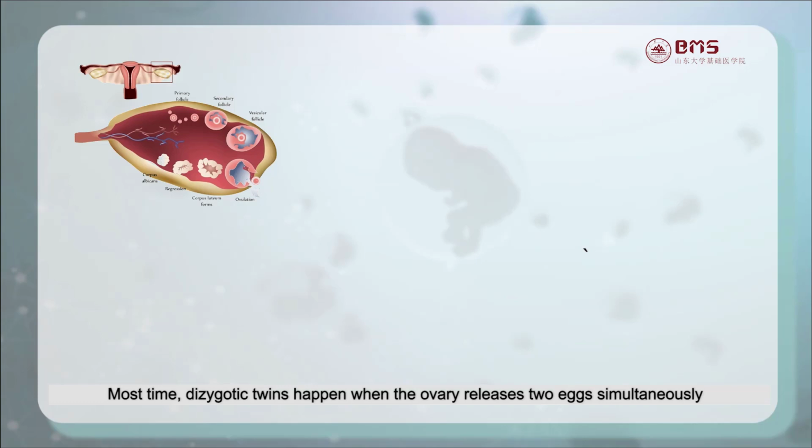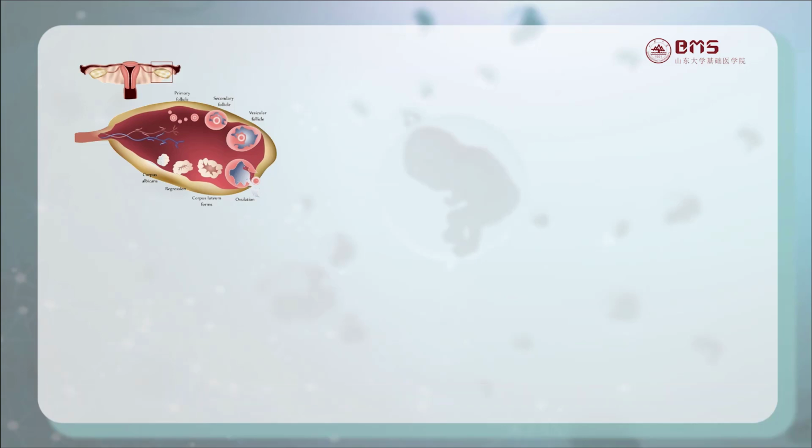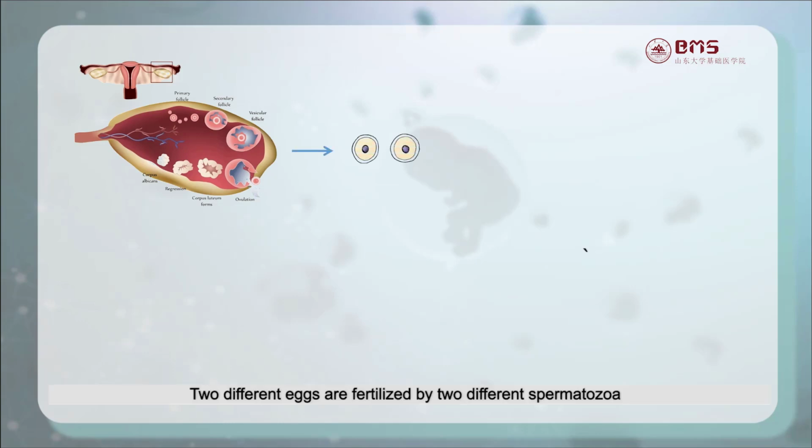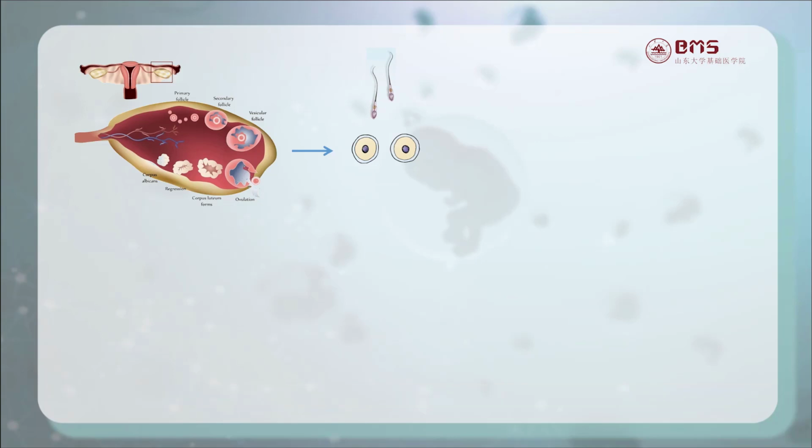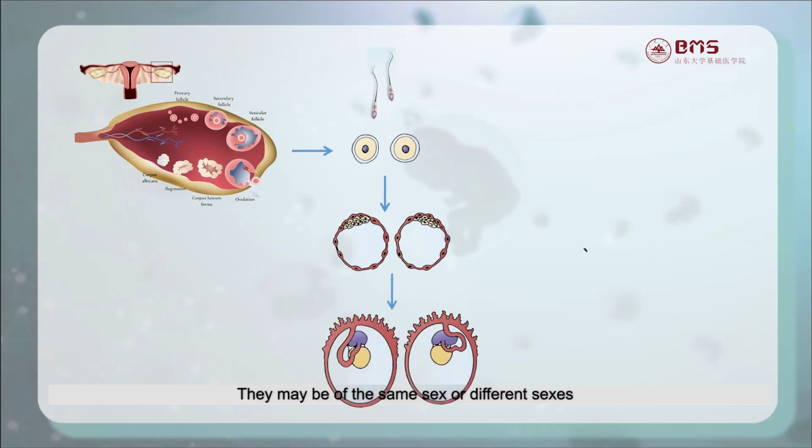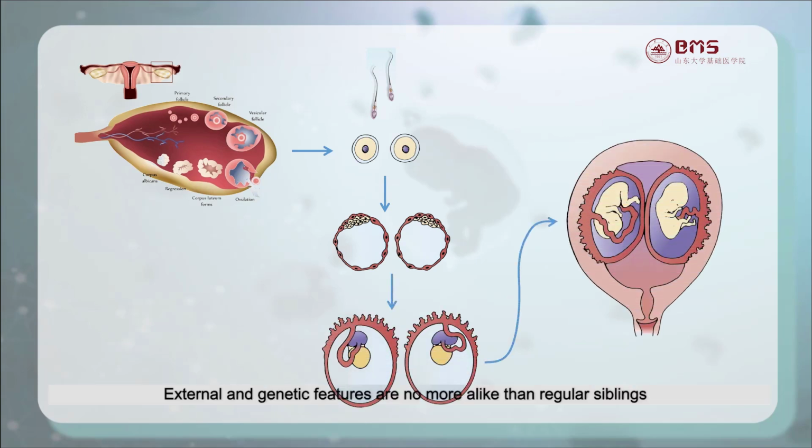Most times, dizygotic twins happen when the ovary releases two eggs simultaneously. Two different eggs are fertilized by two different spermatozoa, so they have completely different genetic makeups. They may be of the same sex or different sexes. External and genetic features are no more alike than regular siblings. The only thing they have in common is that they were in their mother's uterus at the same time.